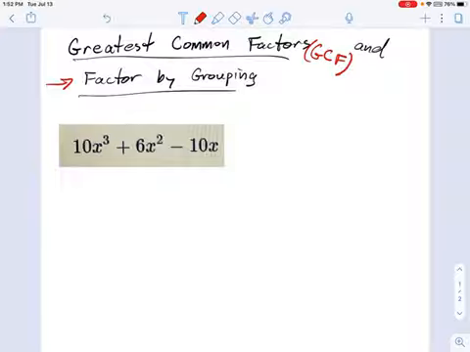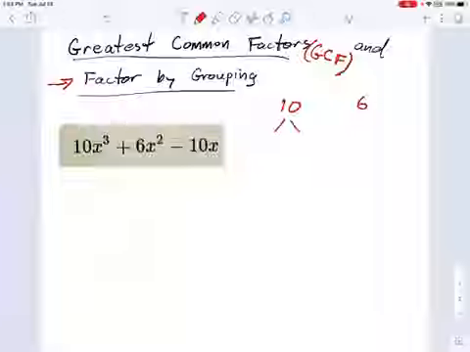So I have here a polynomial, this trinomial, 10x cubed plus 6x squared minus 10x, and I want to find a greatest common factor for it. When you're looking for a greatest common factor, you look in two places, the numbers and the variables. We want to know what each of these numbers can be divided by, and if any of those divisors are common. So if you look at the numbers here, I see the number 10, and I see the number 6.